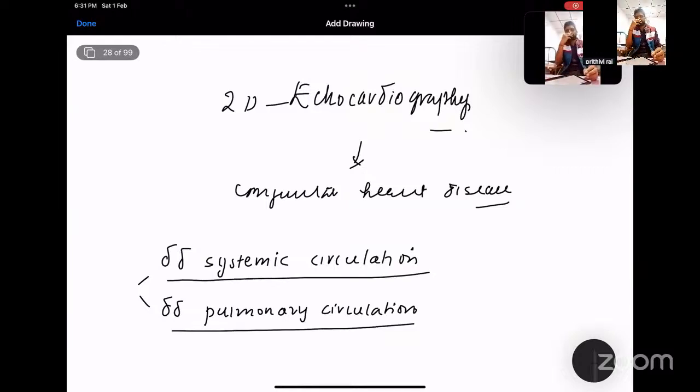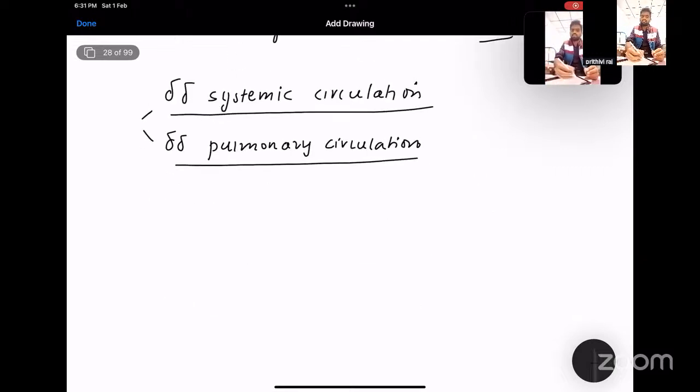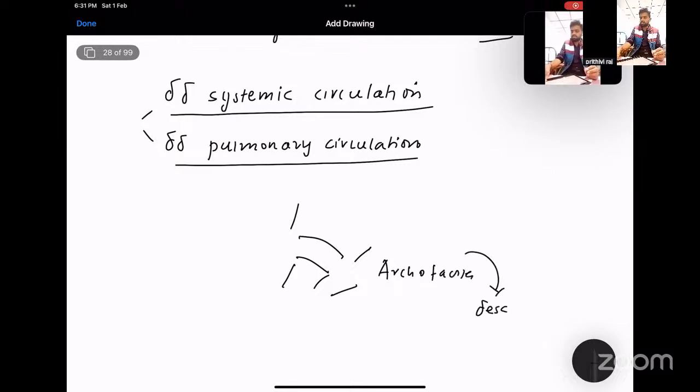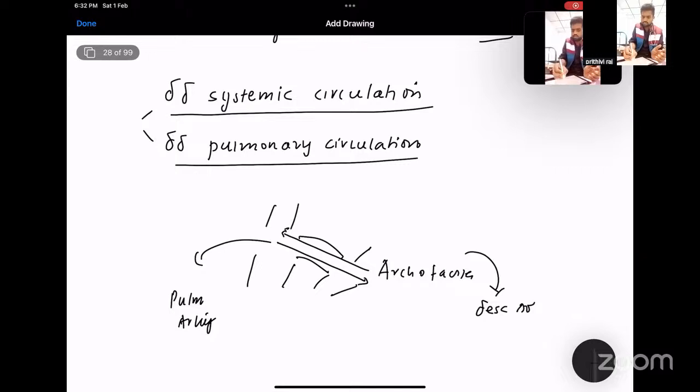So whenever you suspect duct-dependent systemic or pulmonary circulation, this duct has to remain open. This is the arch of aorta, going to the descending aorta. This is your pulmonary artery. In duct-dependent systemic circulation, your blood flows in this way. In duct-dependent pulmonary circulation, your blood flows in this way. For that, your patent ductus arteriosus must be open.